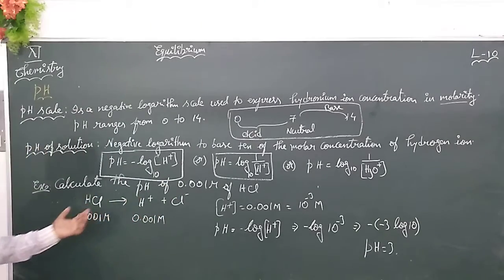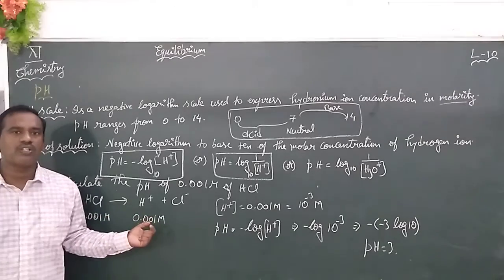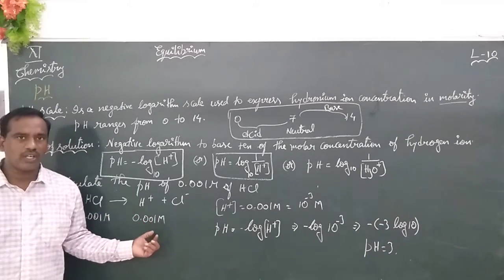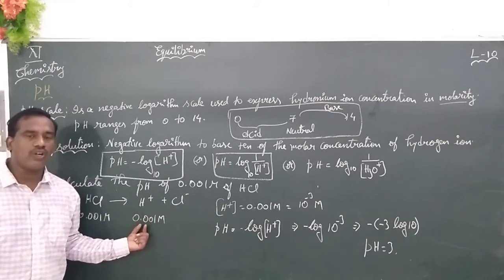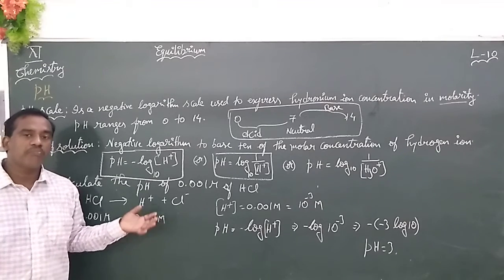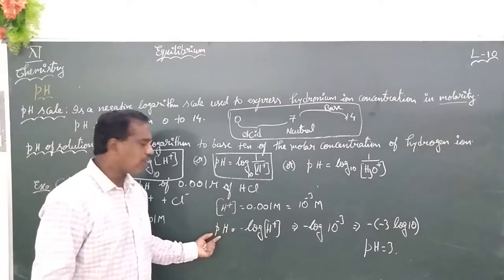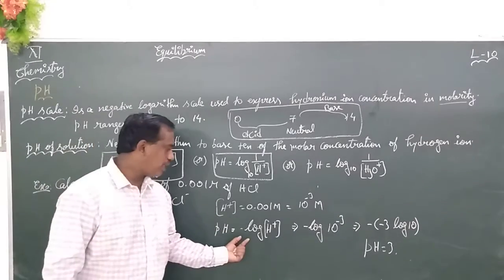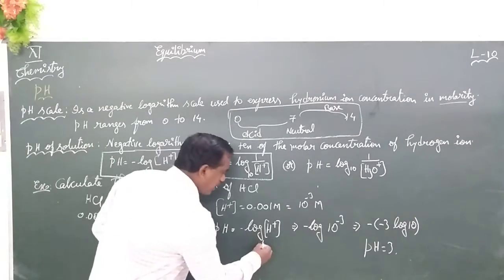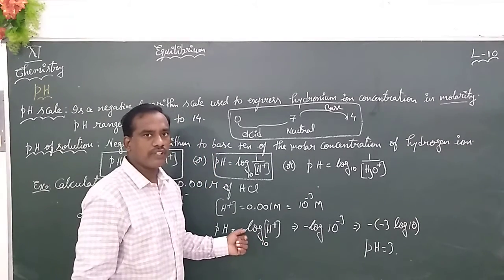So let's continue with our question. HCl on dissociation will give how many H plus ions, children? Only one H plus ion. So we want this H plus ion concentration of 0.01 molarity. We want to express that as pH on the scale. So how do you express it? pH is equal to, what is the formula? pH is equal to negative logarithm to the base 10 of the concentration of the H plus ion. What is the concentration of H plus ion?